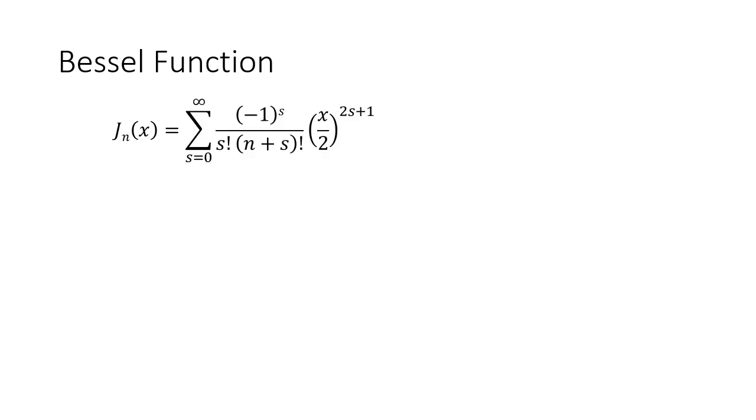Next we shall see how Bessel function can be plotted. We know that Jn of x is given by this polynomial expression. Jn of x equal to summation s equal to 0 to infinity, minus 1 raised to s divided by s factorial into n plus s factorial, x by 2 whole raised to 2s plus n. So this is the polynomial expansion of Bessel function. The zeroth term t0, you put s is equal to 0, you will get this one as 1 by n factorial into x by 2 whole raised to n.